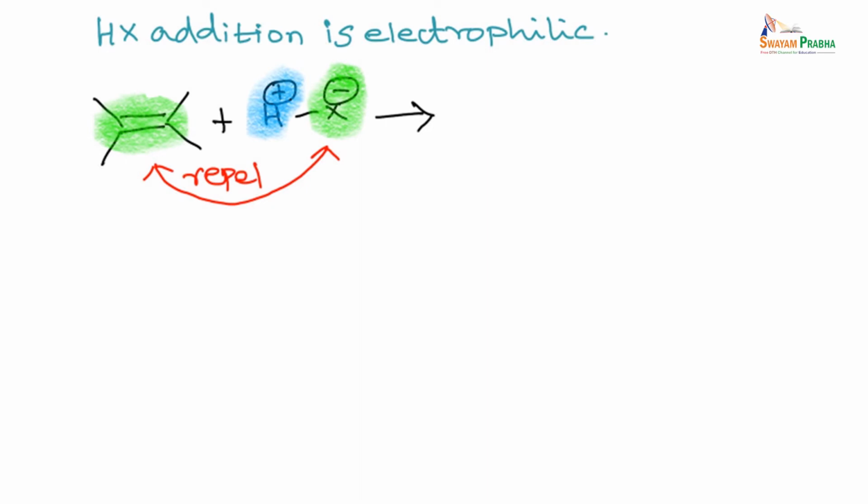Now between these two individual species, which will add across the double bond? The X minus is electron rich, the alkene is also electron rich, so they both repel each other, so they don't add in the first step.